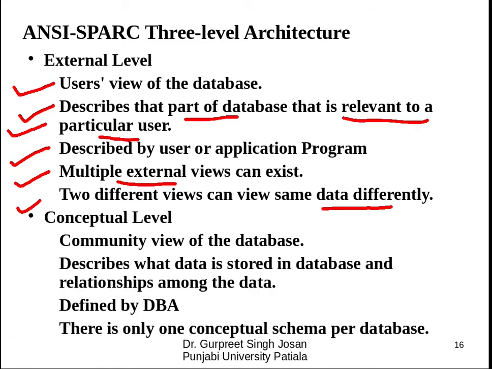Then next is the conceptual level, that is the second level. This is called the conceptual level, also known as the community view of the database. It describes what data is stored in the database and the relationships among the data. It is defined by the database administrator, and there is only one conceptual schema. The point to be noted: as opposed to multiple external views, only one conceptual schema can exist per database.